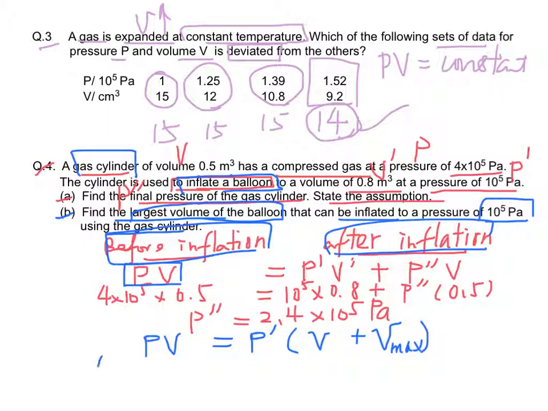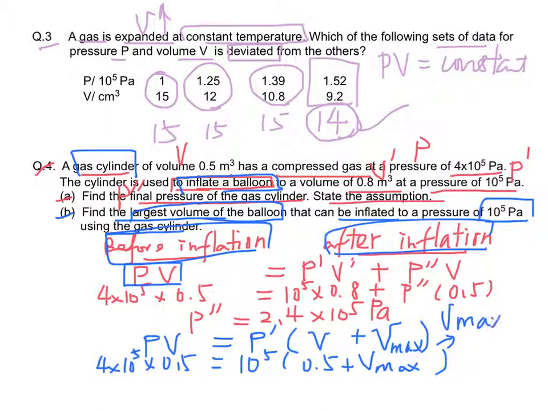Therefore, we got 4 times 10 to the power 5 times 0.5 equal to 10 to the power 5 times 0.5 plus V maximum. Therefore, the largest volume of the balloon that can be inflated will be equal to 1.5 m³.